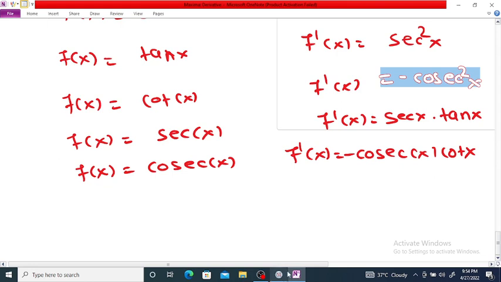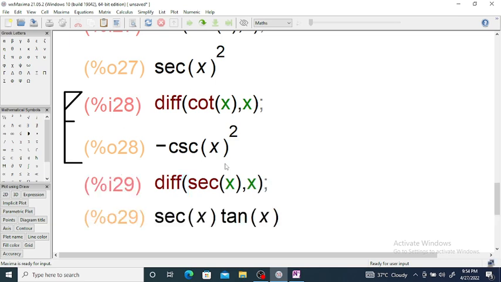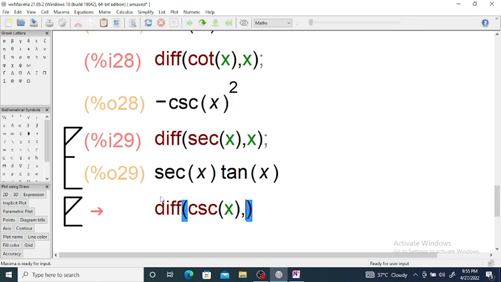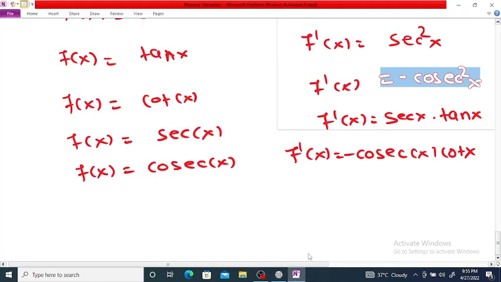Now to enter sec x, use the command diff of sec of x, independent variable x, and you can check its derivative is sec x into tan x. Similarly, differentiation of cosec x, csc of x, with independent variable x, is equal to minus cot x into cosec x. So to enter cosec x, just enter csc of x.